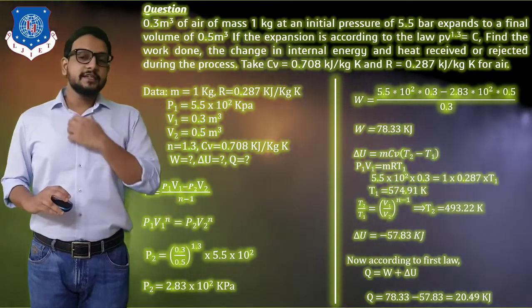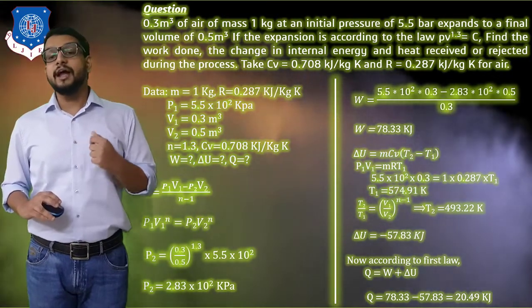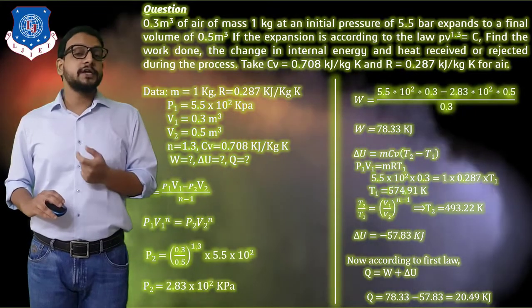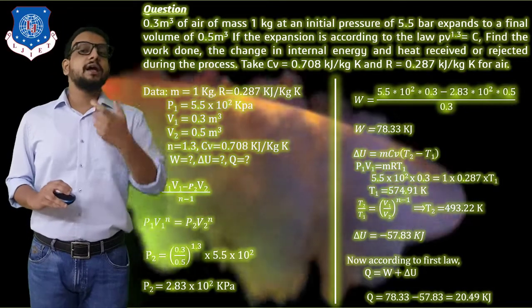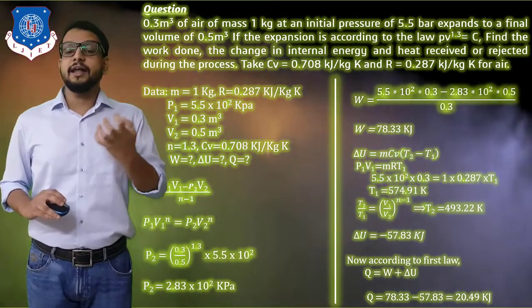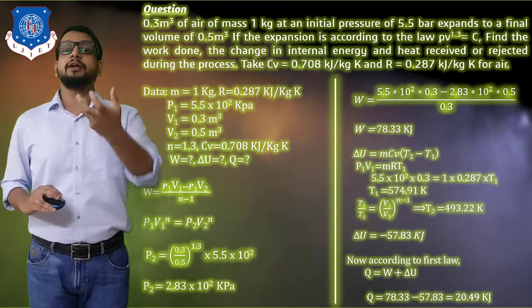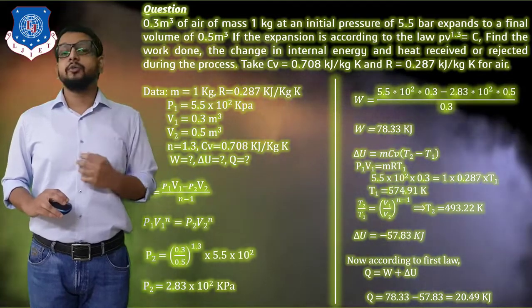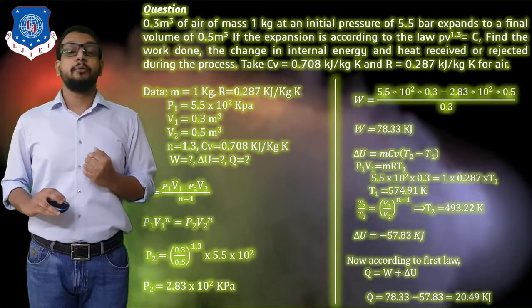Okay, now in this case remember that since heat transfer is positive, heat is supplied to the system. Similarly, work transfer is also positive, so we would say work is done by the system, whereas delta U is negative, which means work is done at the expense of its internal energy. That is, internal energy has been reduced during this process. Okay, so I hope guys that you are clear with the topic of this numerical based on this polytropic process.